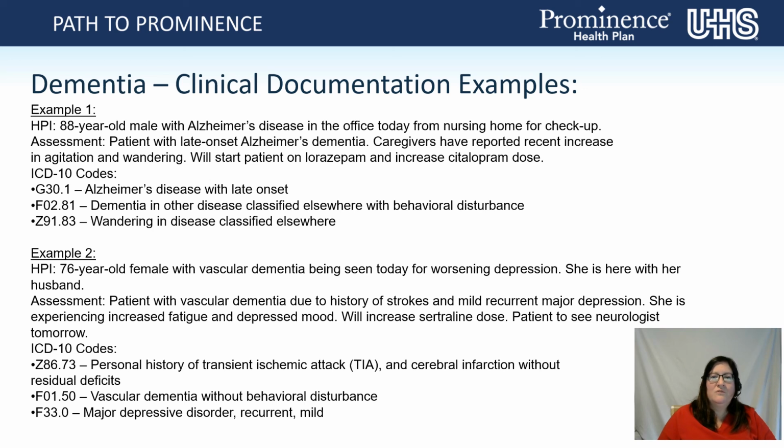The codes that would be appropriate to assign in this particular example are Z86.73, personal history of TIA and/or cerebral infarction without residual deficit, F01.50, vascular dementia without a behavioral disturbance, and F33.0, major depressive disorder, recurrent mild.